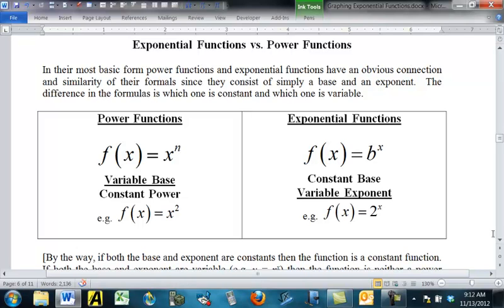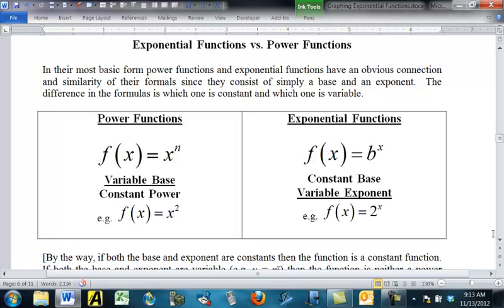But if we think of it in its most basic form, there's an obvious connection between the form of the formula for power functions and exponential functions. In power functions, we just have a base and an exponent, the most basic ones. And for the most basic exponential functions, look what we have. We have a base and an exponent. The same thing in both cases. But the difference in the two is that one's constant and one's variable, and which one's the variable is different in the two cases. So in power functions, the base is the variable, and the constant is the power.